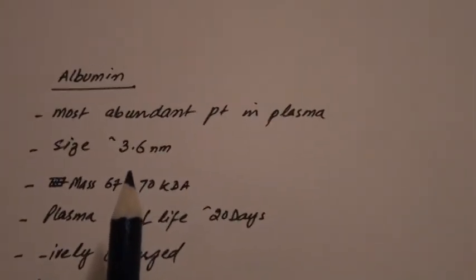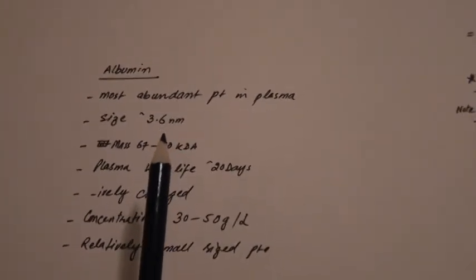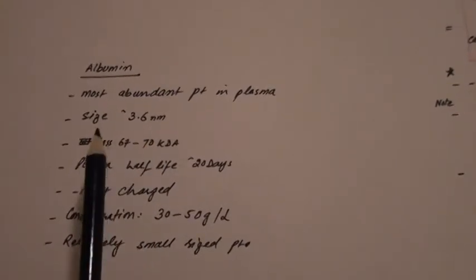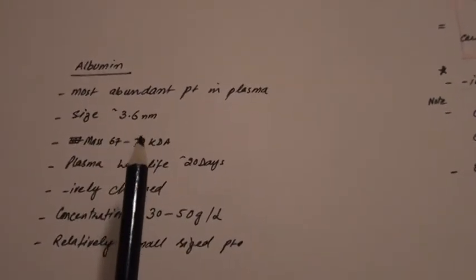So albumin is the most abundant protein in the plasma. The most abundant protein in the blood is collagen, but the most abundant protein in plasma is albumin. The size of albumin is about 3.6 nanometer. This is very important to understand the glomerular filtration barrier. So please do not forget this size is about 3.6 nanometer.